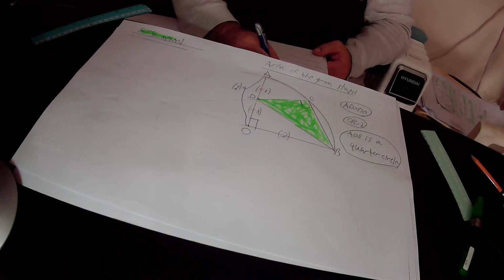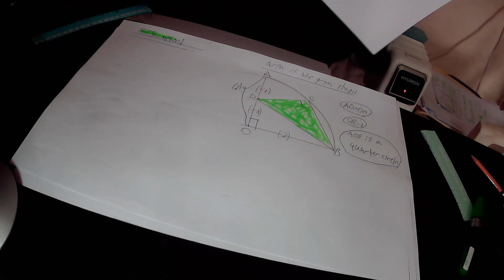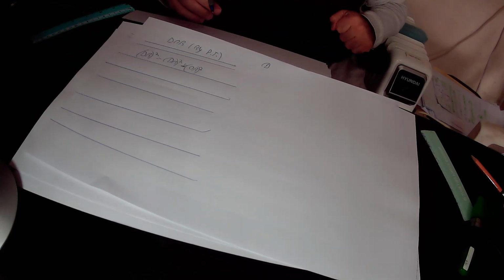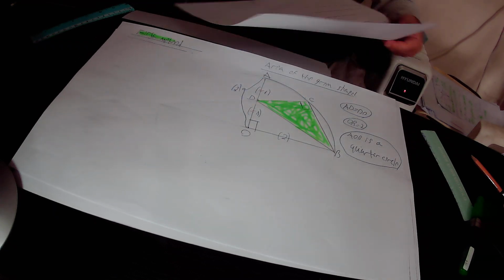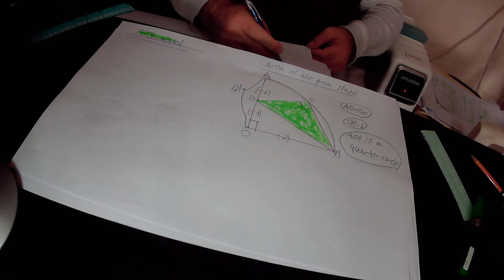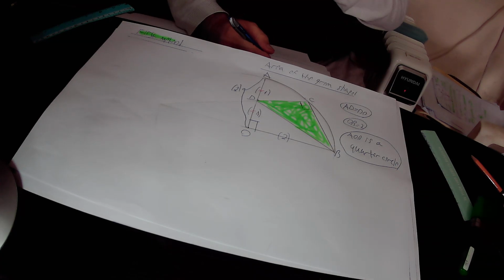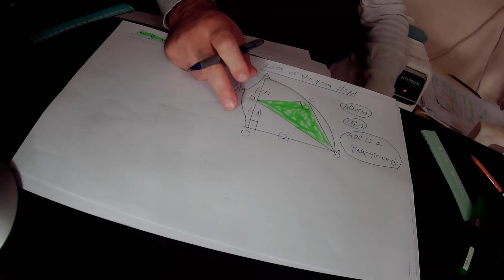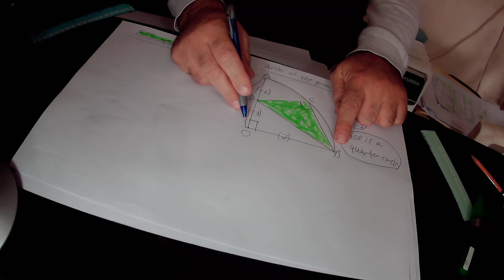equals DO squared plus OB squared. DB is the missing side, so we leave it as it is. So DB squared equals DO squared. DO is 1, therefore DO squared is 1 squared, that is 1, plus OB squared. OB is 2, therefore OB squared is 2 squared, that is 4.